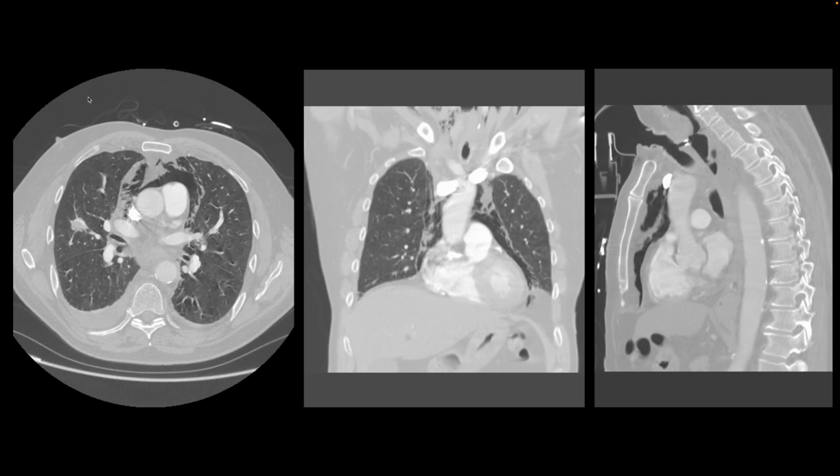Here is our next patient. Their CT was negative for PE, but they have pneumomediastinum, probably related to their prior tracheostomy, and also have a small right-sided pleural effusion.